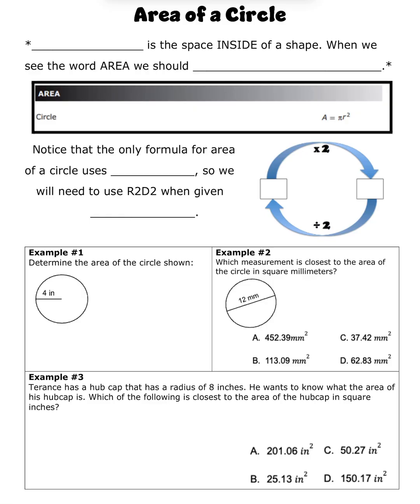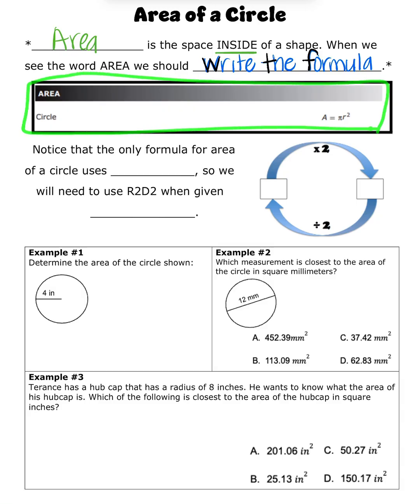This is a circle, and we know that area is the space inside of the shape. When we see the word area, we should write the formula. We should write the formula, okay? And we refer to that as WTF, write the formula.